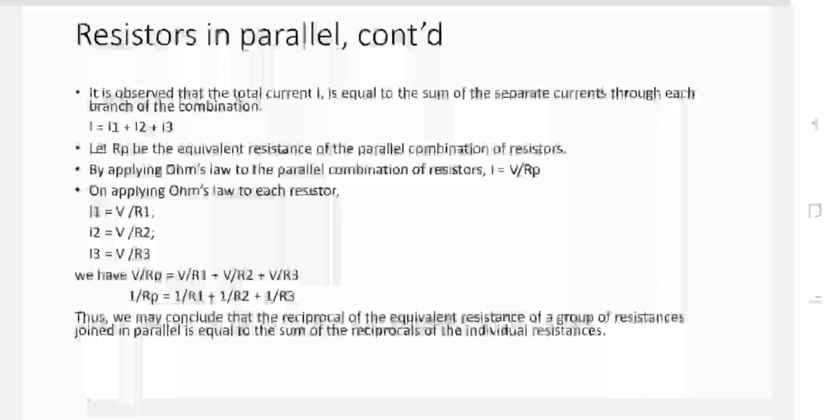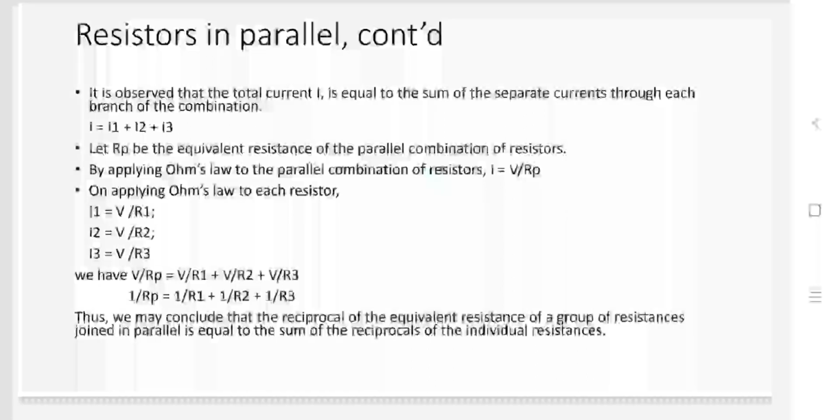Replace in the equation I equals I1 plus I2 plus I3. So I equals V by equivalent resistance Rp equals I1 is V by R1 plus I2 is V by R2 plus I3 is V by R3. Voltage is same in LHS and RHS, so it would be cancelled. So my equivalent resistance would be 1 upon Rp equals 1 upon R1 plus 1 upon R2 plus 1 upon R3. So here we can conclude that the reciprocal of the equivalent resistance of a group of resistances joined in parallel is equal to the sum of reciprocals of individual resistances.